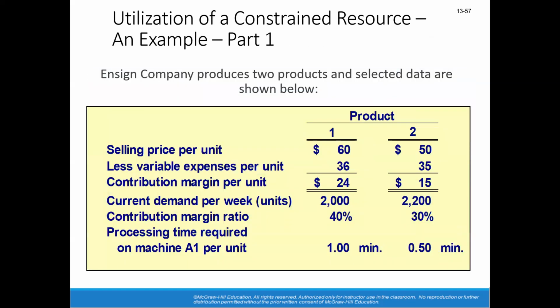So here we have Ensign, which produces 2 products, and selected data are shown below. We've got the selling price of product 1 and of product 2. We've got our variable expense, our contribution margin, and the demand, and the processing time required per product line.